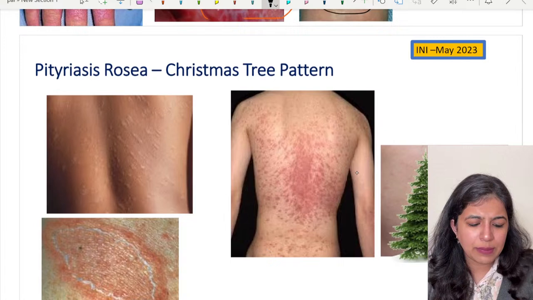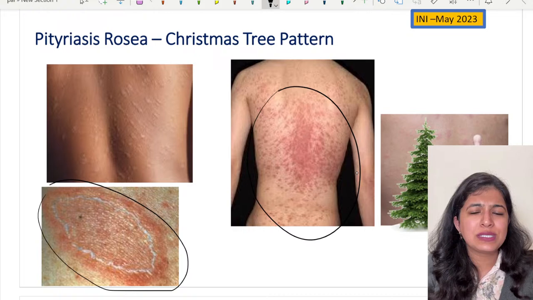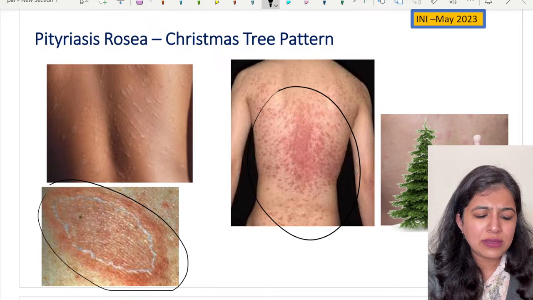P. rosea, only 2 things that you have to remember. One is the Christmas tree pattern. 2 is the peripheral collarette of scaling. So these are the only 2 things that you have to remember. And always know that even though the lesions are seen on the trunk, it is rosea, means they are red.